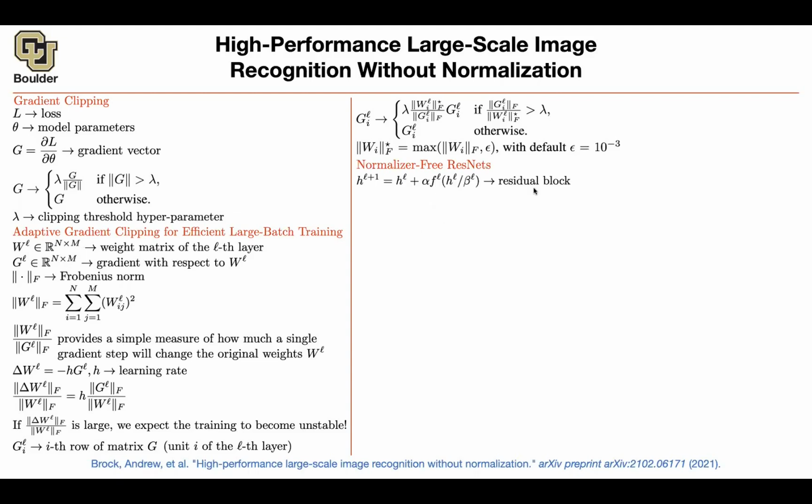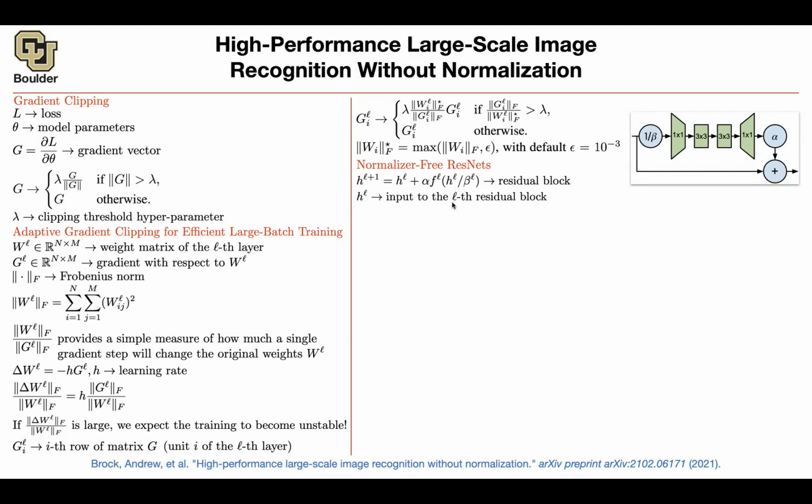The idea is that you're going to modify your residual block. You're going to put a parameter alpha, and introduce another parameter beta_l per each layer. Basically, whenever you have an input to your residual block, you first divide it by beta, you push it through 1 by 1, 3 by 3, 3 by 3, 1 by 1 convolutions. You multiply it by alpha, there are some nonlinearities here, ReLU, and then you're going to add back h_l to it. h_l is the input to the l-th layer.